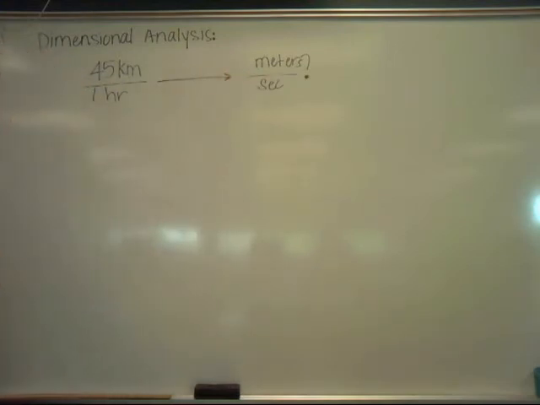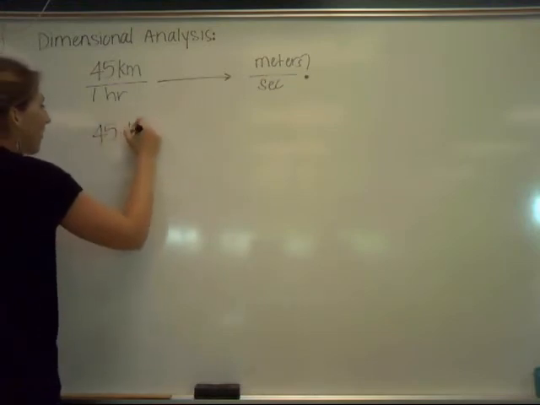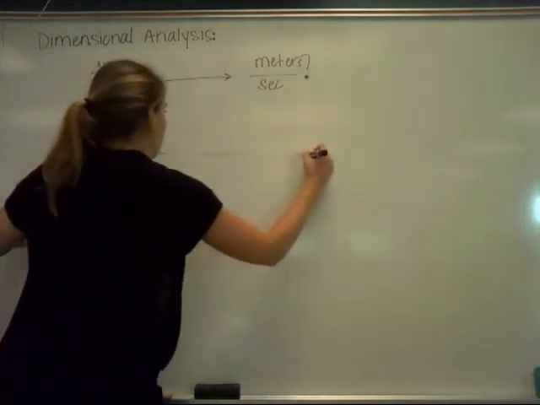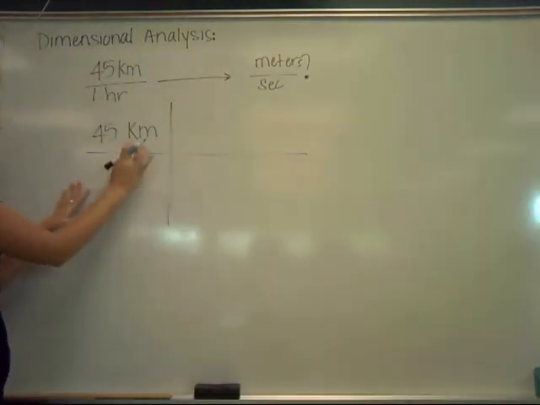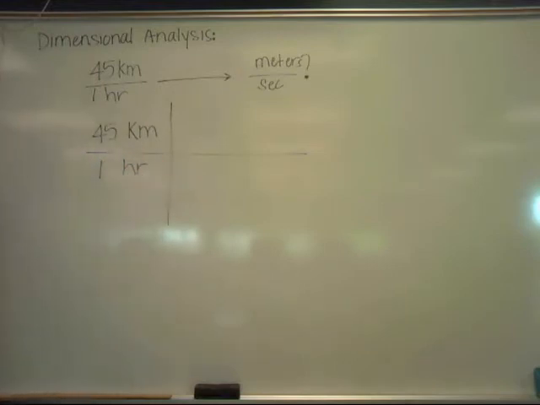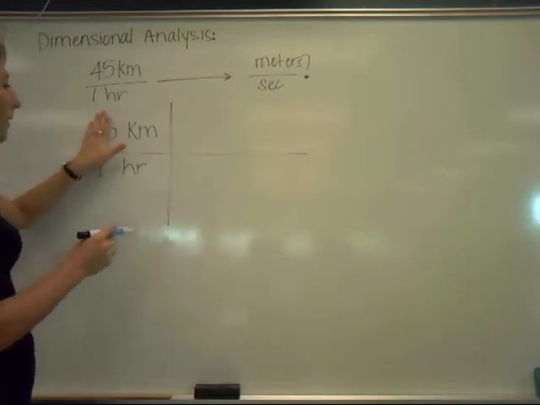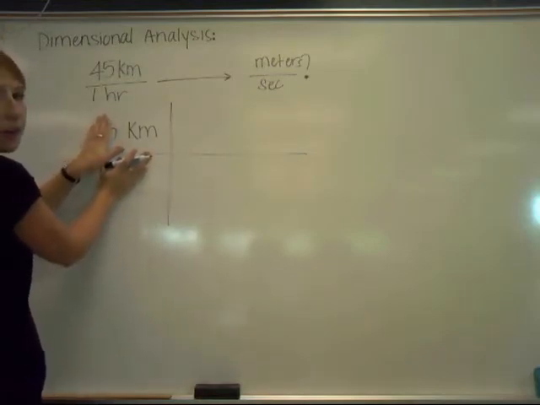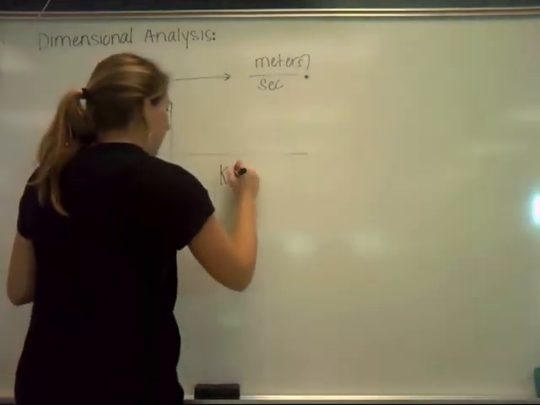That's my goal. So just like before, I'm going to rewrite what I started with in my ladder. When I do my ladder this time, I'm going to put 45 kilometers on the top and 1 hour on the bottom. At this point, you could really start with whatever you wanted to start with. But I'm going to start with kilometers because it's on top. I'm going to forget about my numbers and I'm going to forget about what's on the bottom for just a second. I'm going to take this kilometers and I'm going to stick it on the bottom.